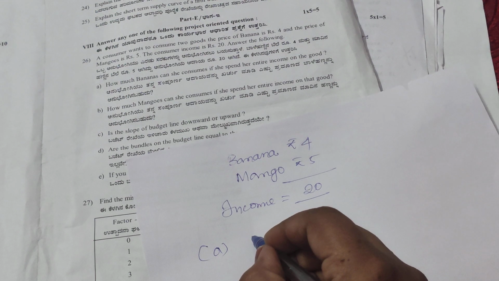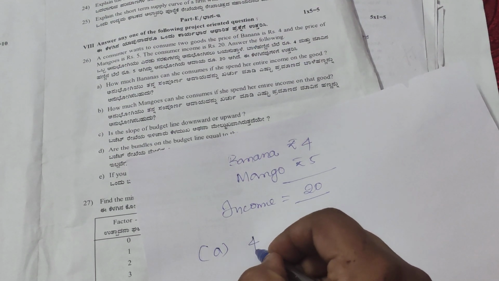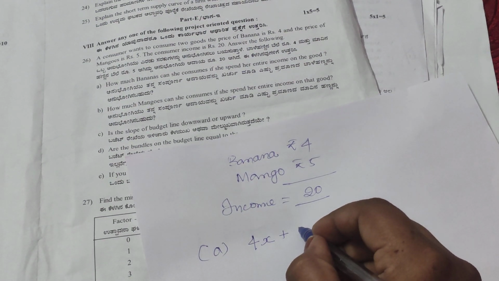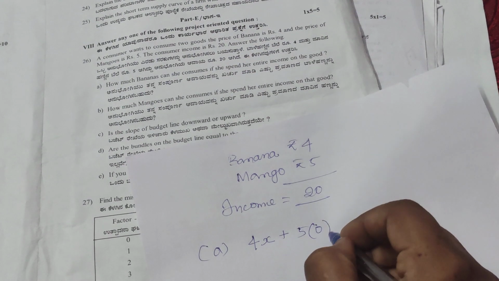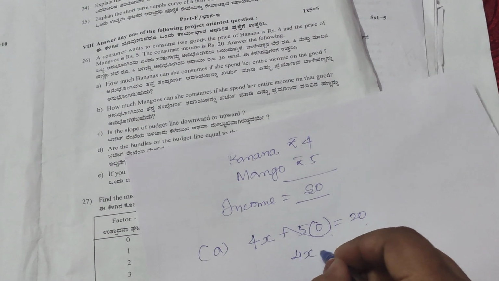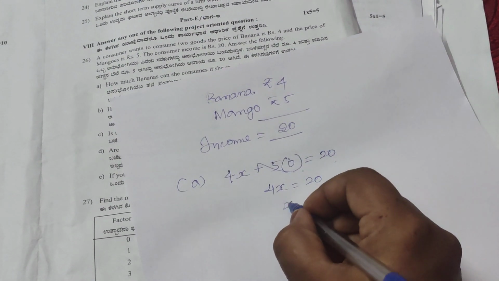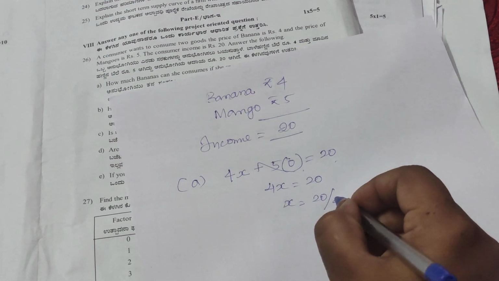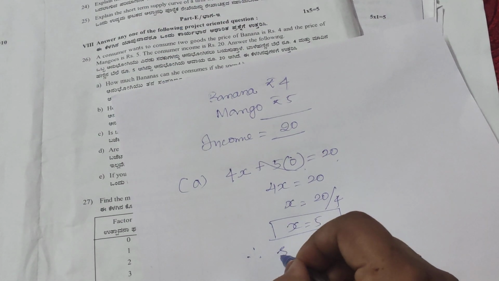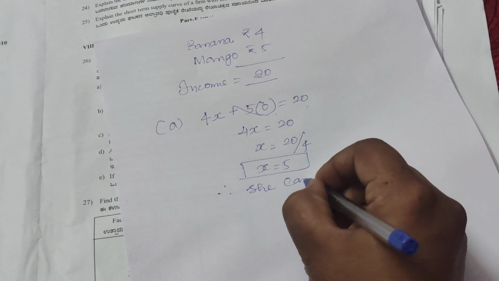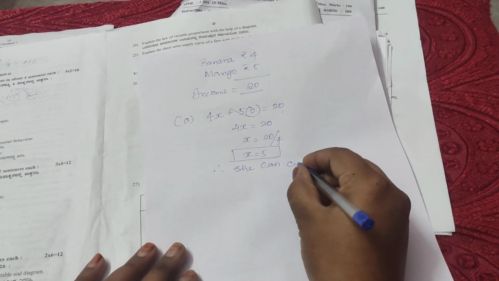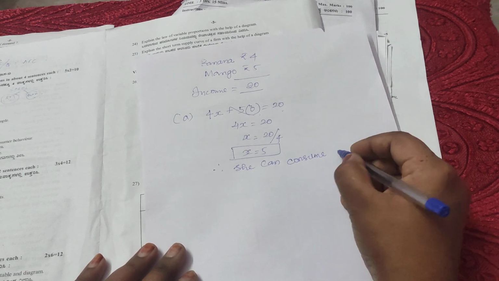So let's take P1 as 4. We'll take P1 X1, and we don't know the quantity, plus 5 into 0, is equal to income, which is 20. So 4x is equal to 20. X is equal to 20 divided by 4. X is equal to 5. Here we need to write she can consume 5 bananas.